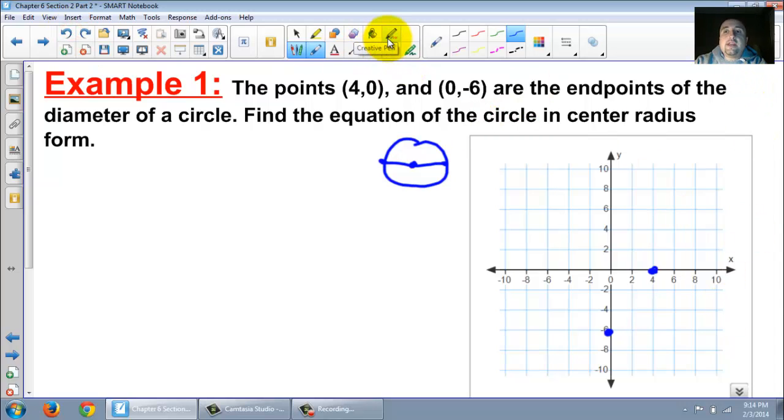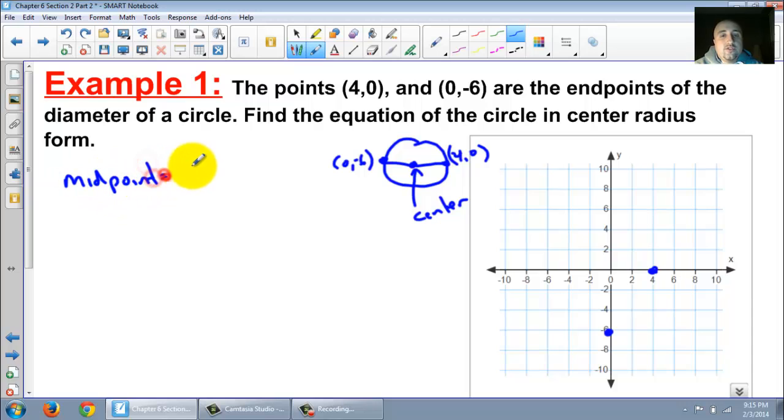Now, if this point is (4, 0), and this point is (0, -6), we know that these are the endpoints of the diameter. We also know, based on the diameter definition, that this point right here is the center. So how would we find the center of a segment? Well, going back to 2 chapters ago, we need to use the midpoint formula. So what you do first is you add your x's and divide by 2, and you add your y's and divide by 2.